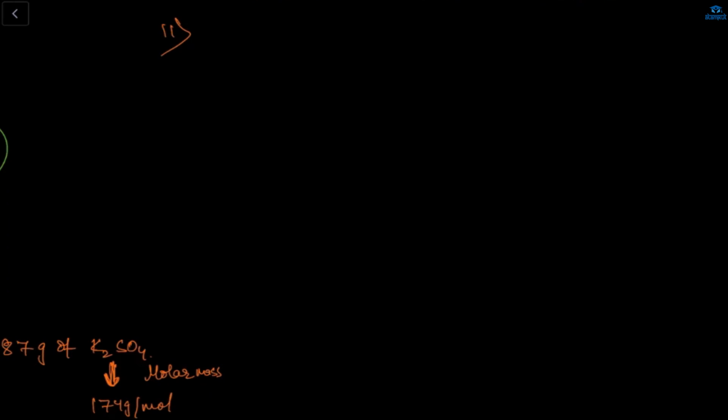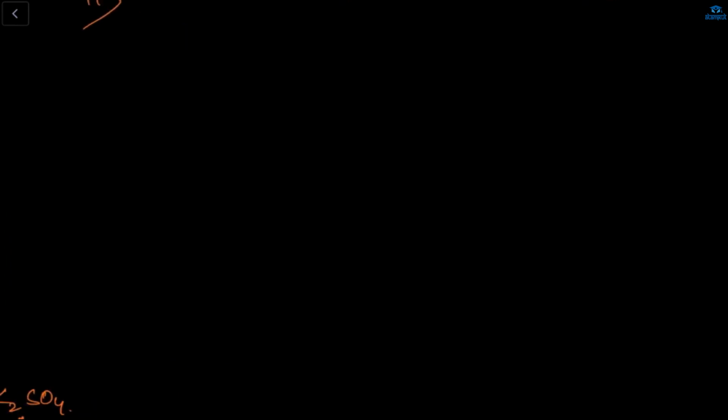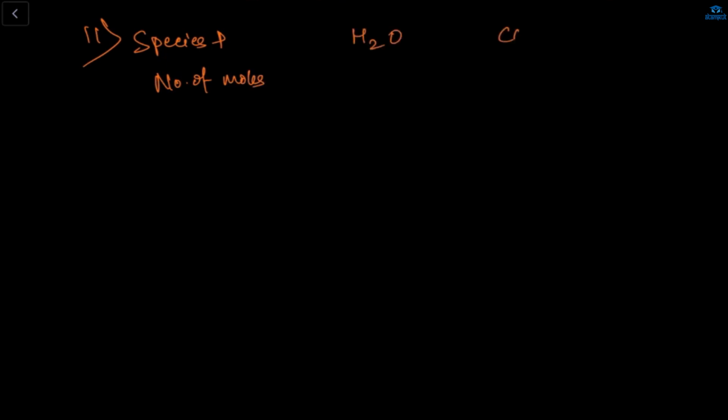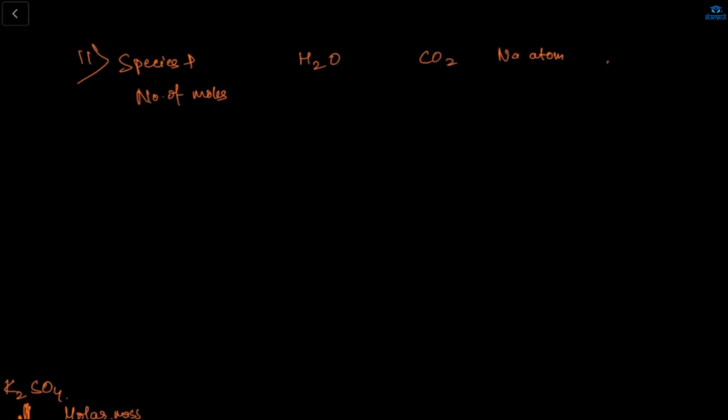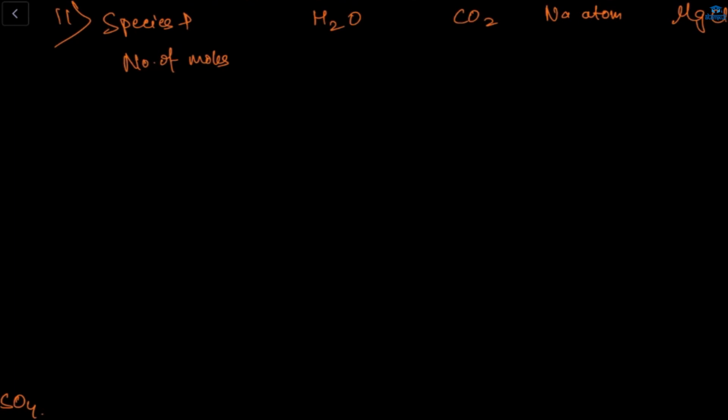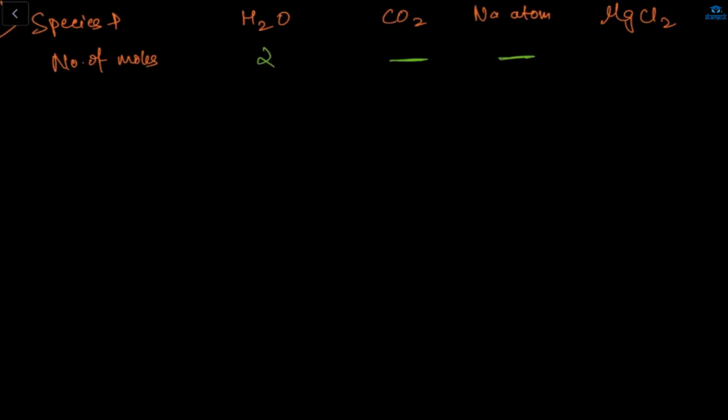Ma'am, this question was very confusing. Very confusing? Okay. Yes, ma'am, it was very confusing. So you have to find the missing data. First is the species property. No, I haven't done this, ma'am. I got a few, ma'am. After that, we got lost. Number of moles. This is H2O. This is CO2. And here, Na atom. And here is MgCl2. And your number of moles is given for this thing. You have to find this. I couldn't do this question.